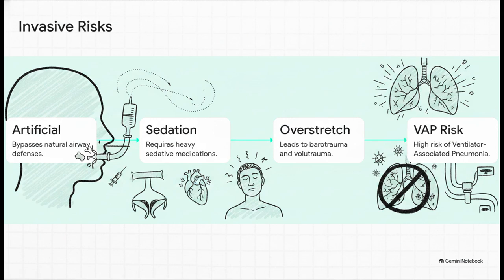It really is a cascade of complications, and it highlights exactly why an endotracheal tube is a necessary but dangerous last resort. First, by inserting the tube, we completely bypass the body's natural pharyngeal defenses. Next, we're forced to heavily sedate the patient, which can lead to diaphragm atrophy and cardiovascular depression. And because the airway is now completely open to the ventilator circuit, the risk of ventilator-associated pneumonia, or VAP, skyrockets to a staggering 26% incidence rate.